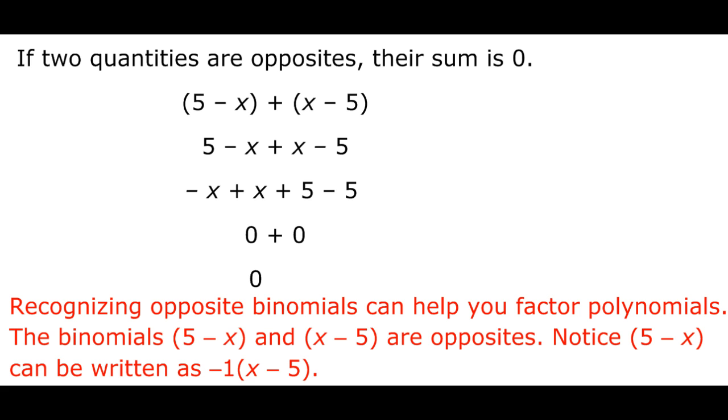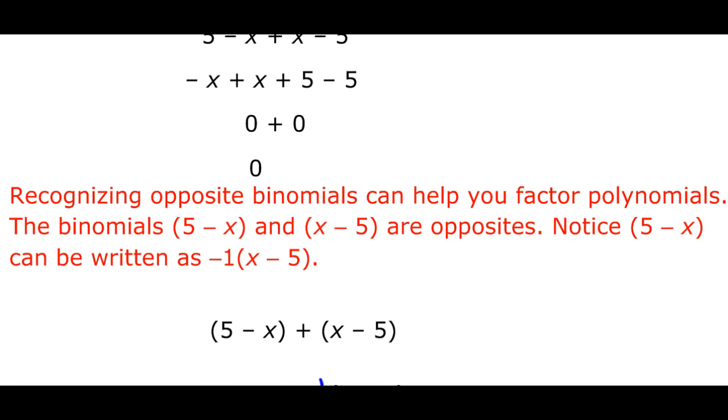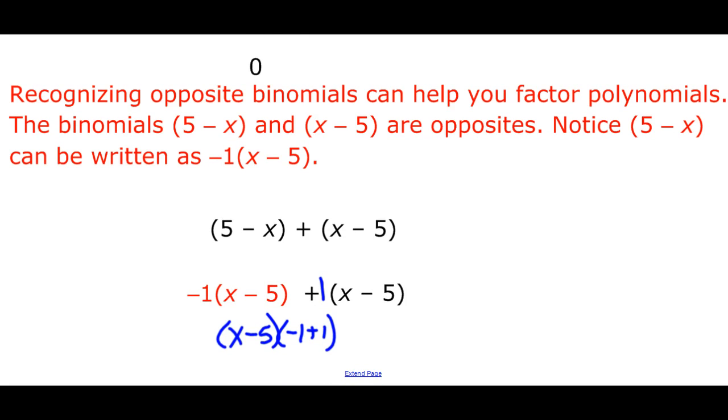Okay? Two quantities are opposite if you add them together and they get a 0. Doesn't matter what they look like. If you add two things together and you get a 0 for your sum, they are opposites of each other. Being able to recognize opposites is going to help us do some factoring. Okay? So let's take a look here.